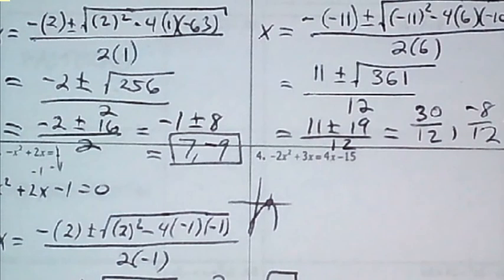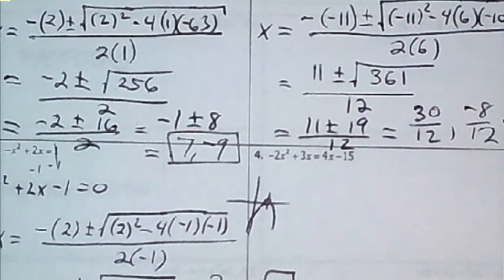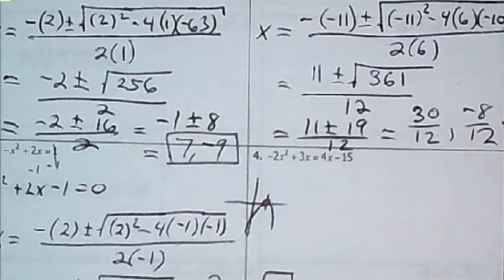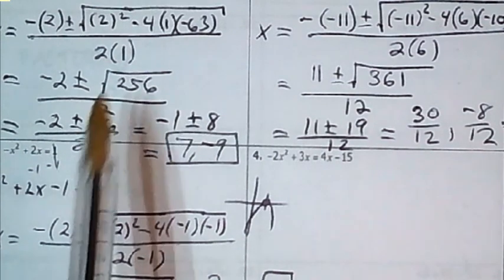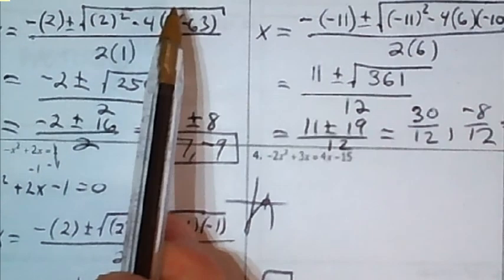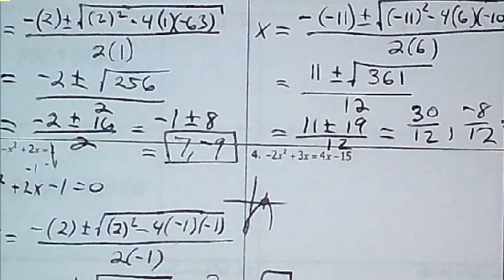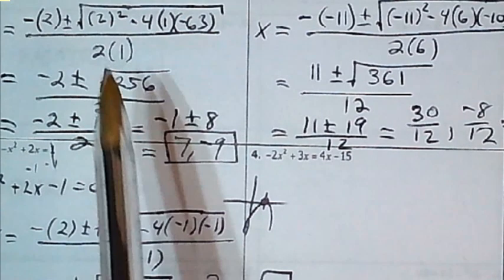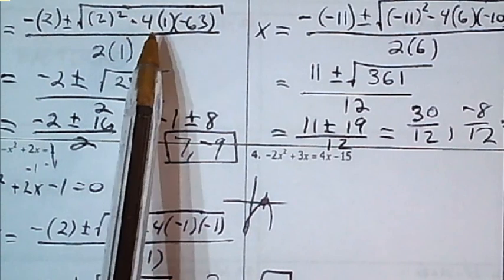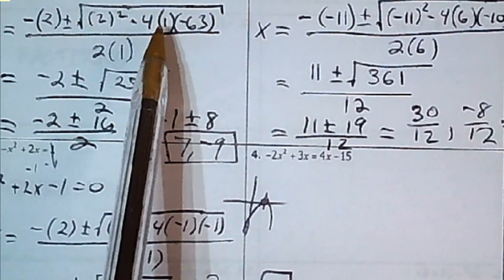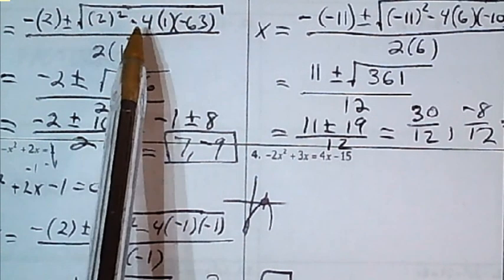With 1 right there. Alright, now, this is always going to happen. You're always going to get one real answer when what's underneath the square root is equal to 0. You're always going to get 2 real answers whenever what's underneath the square root is greater than 0. And when it's less than 0, you're going to get 2 imaginary or complex answers.